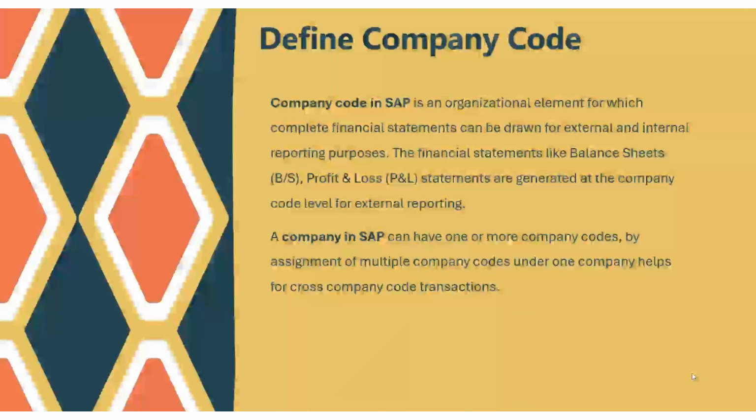So before we do that, let us understand what exactly is a company code in SAP S/4HANA. The company code is where all your financial transactions are recorded, and it's crucial for generating the complete financial statements like balance sheets and profit and loss statements. Essentially, each company code represents a separate legal entity within your organization.